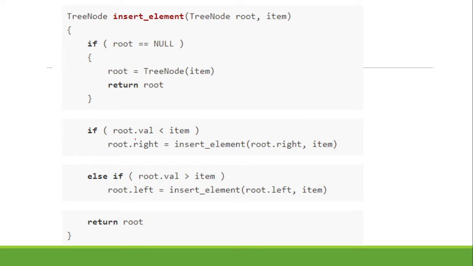Otherwise, if the value of root is less than the item, that means we have to traverse towards the right, because the new item is greater than root. Then the new item should be added somewhere at the right side of the root node. Otherwise, we have to traverse to the left, because it is a case when the new value is lesser than the root node. Then we have to add the new value somewhere at the left subtree of the root node.